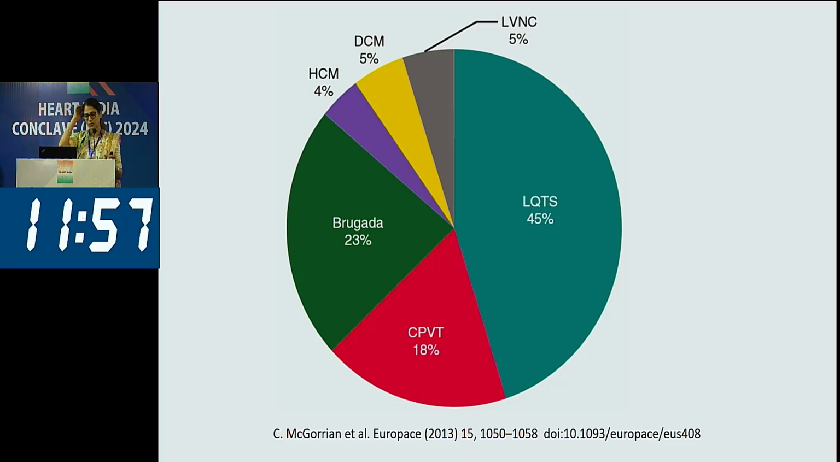Out of this, the commonest we are able to diagnose, because echo we pick up, is hypertrophic cardiomyopathy, followed by dilated cardiomyopathy, Lamin A/C mutation, LV non-compaction, sorry. And the last, which is not shown here, I would say is arrhythmogenic cardiomyopathy, or we call it ARVD, but there can be LV involvement as well.